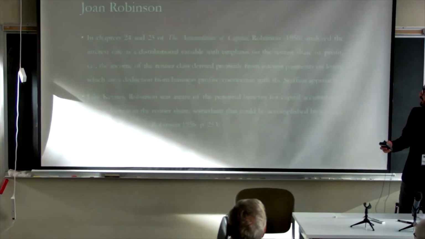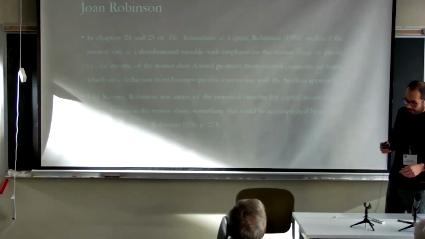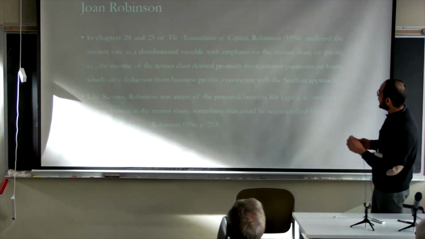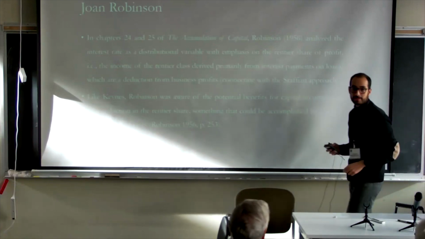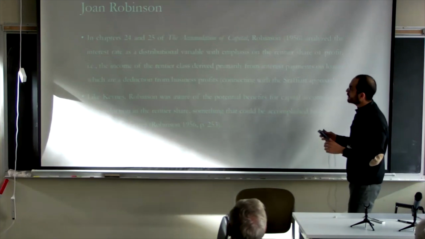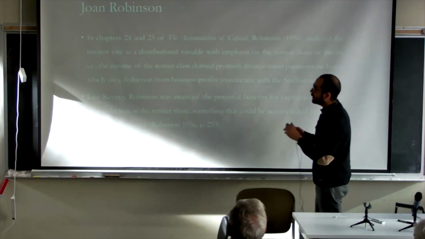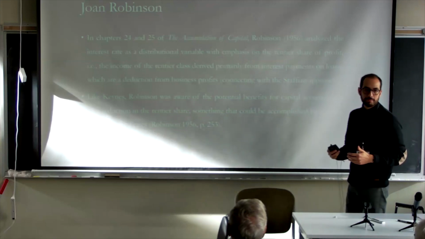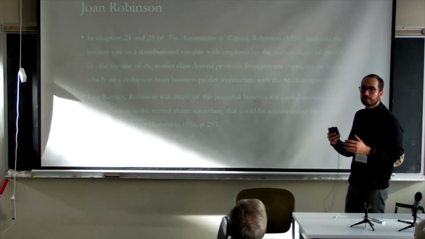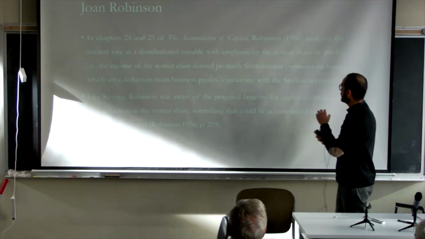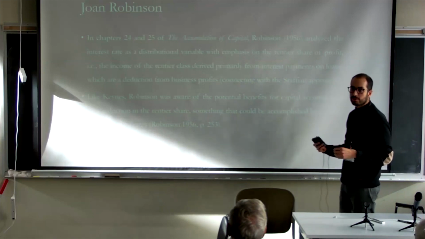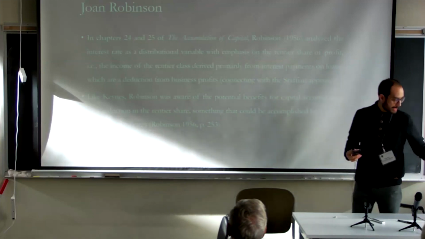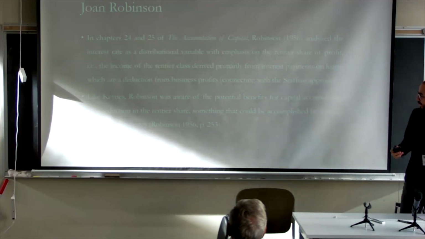It's chapters 24 and 25 of The Accumulation of Capital. She analyzed the interest rate as a distributional variable, and she defined this rentier share of profit. Very importantly, here there is a connection with the Sraffian approach, because she looked at these interest income payments as a deduction from business profits. So we can see this connection between the Sraffian approach and the post-Keynesian approach, which Antonino will talk about further.